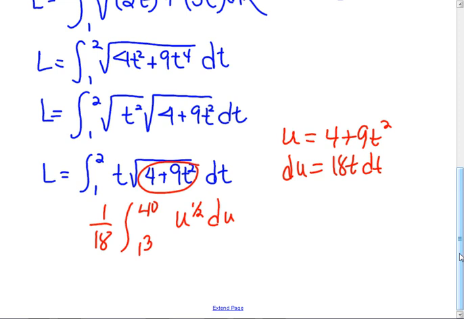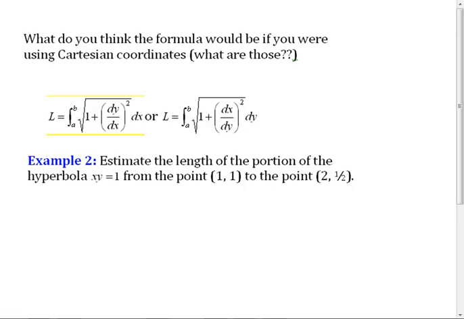Now, there are other versions of this, and this is what happened last year. If you are given not the parametrics, but the Cartesians, it looks like this. It's the integral from a to b, which those are the x's now, of the square root of 1 plus dy/dx squared, or if you have it in terms of y, it's dx/dy squared. Okay? And we'll do this problem, and then we'll do last year's problem, because you guys all have your packets with you.